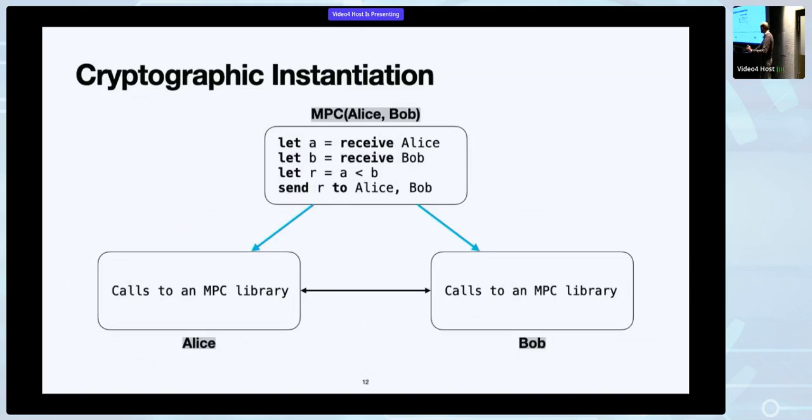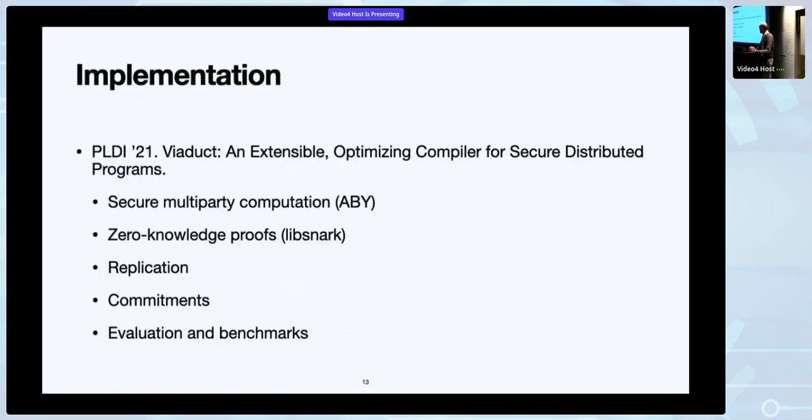And as a final step, so we have these idealized hosts. We just modeled MPC as some host that runs some code. We need to implement it using an actual cryptographic library. So we will instantiate this by Alice and Bob running some protocol and calling into some secure multiparty computation library. All of this stuff so far is prior work. We've implemented the compiler. It supports secure multiparty computation using ABY, zero-knowledge proofs using libsnark, replication, and commitments. We also have some evaluation and benchmarks.